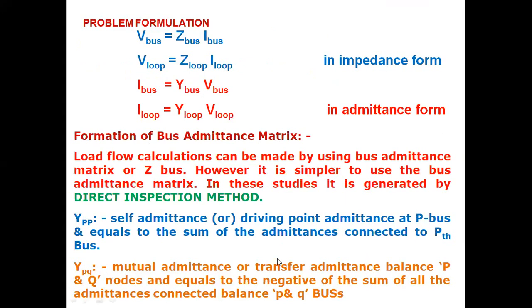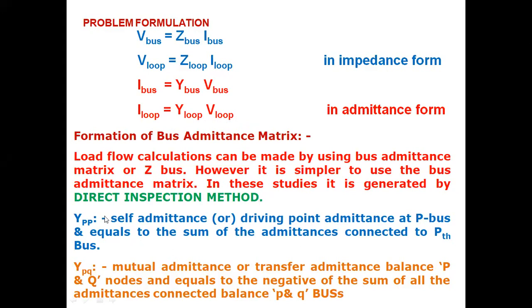Can you see these two statements by direct inspection method? This is what I've given in the class. Can anybody respond, please? V bus is equal to Z bus into I bus. V loop is equal to Z loop into I loop. I bus is equal to Y bus into V bus. I loop is equal to Y loop into V loop.